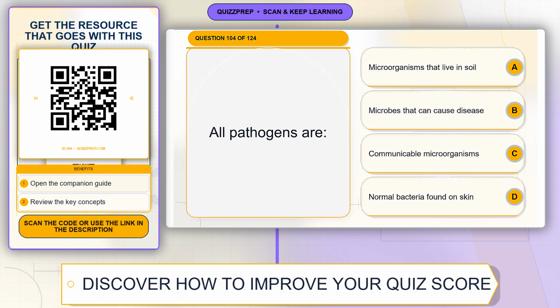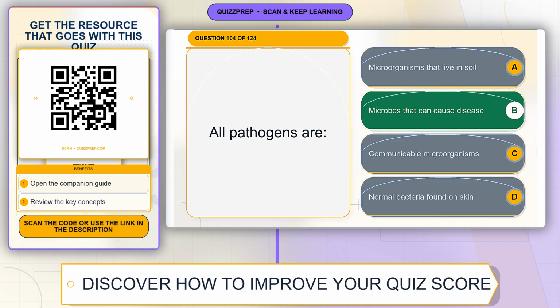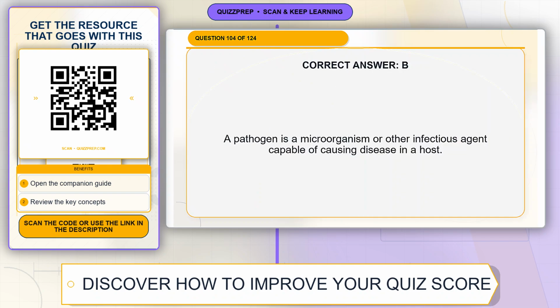Question 104. All pathogens are: Option A, microorganisms that live in soil. Option B, microbes that can cause disease. Option C, communicable microorganisms. Option D, normal bacteria found on skin. The correct answer is option B, microbes that can cause disease. Explanation: a pathogen is a microorganism or other infectious agent capable of causing disease in a host.